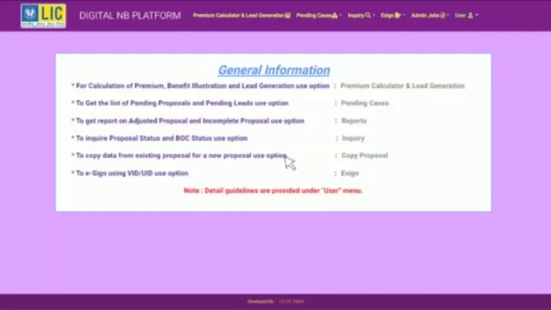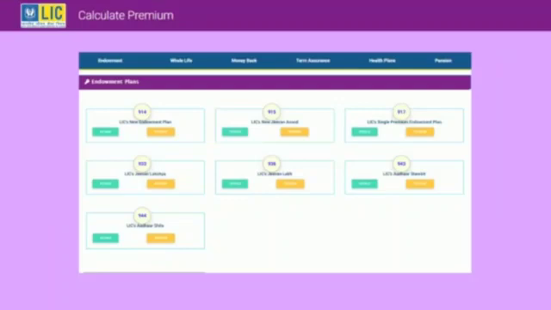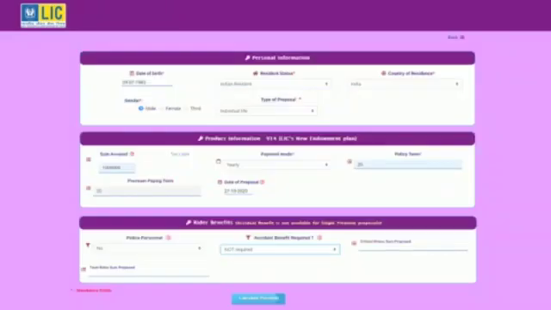Now, click on Premium Calculator and Lead Generation. On this page, the premium calculator is categorized under various groups such as endowment, whole life, money back, term assurance, health plans, pension plans, and ULIP plans. Now select a specific plan and click on it. This screen captures the data which is relevant for premium calculation. In the personal information, there will be date of birth, resident status, country of residence, gender, and type of proposal.